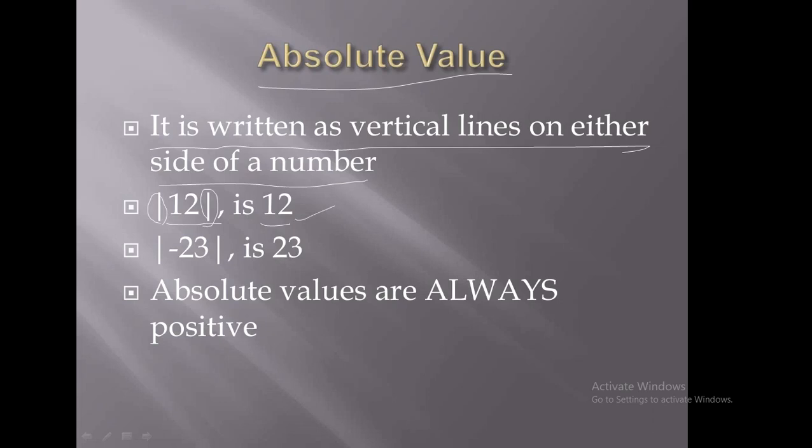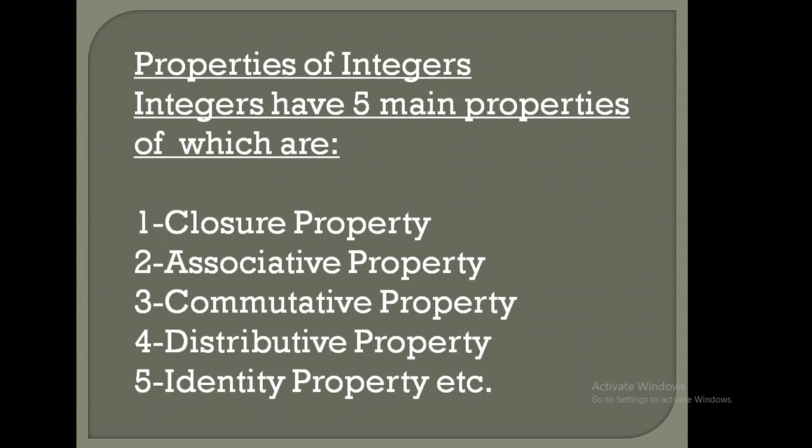Here the absolute value of minus 23, mod minus 23, is 23. Absolute values are always positive. Now we will move to the next slide. Now here we have to see the properties of integers.